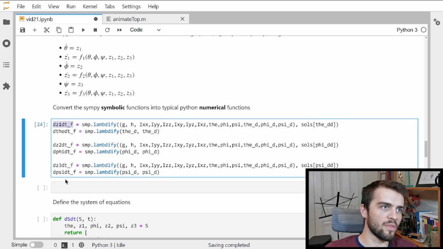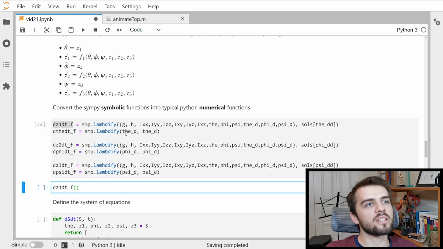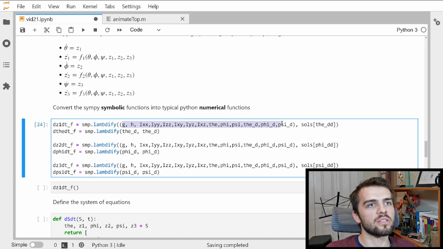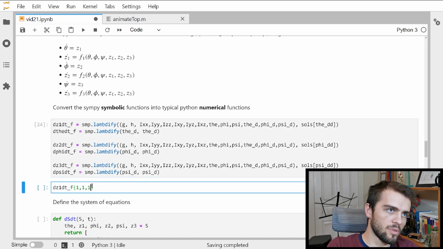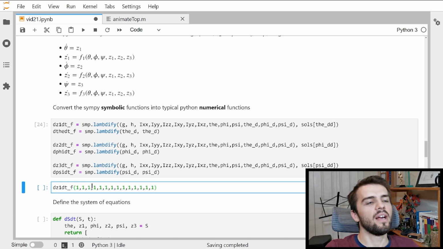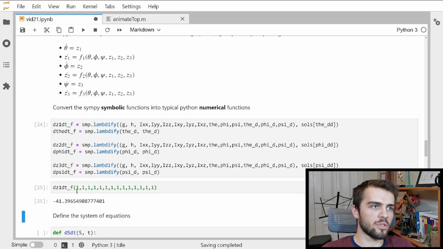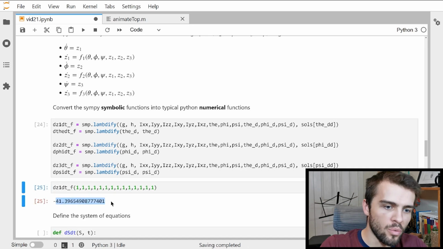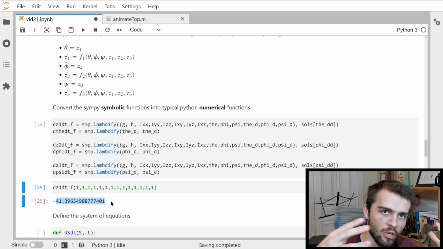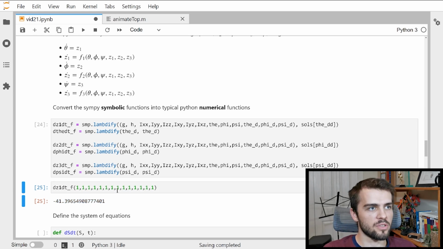So I can take this function, and how many arguments does it take in? It takes in 1, 2, 3, ... 14. It takes in 14 arguments, and it will return a number. So now Python can use this to iterate through and solve the differential equations.